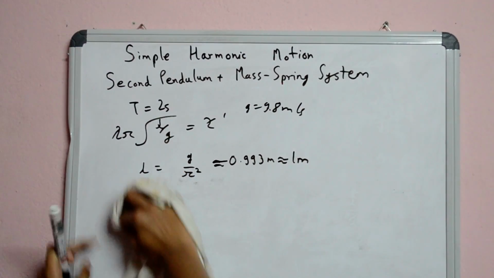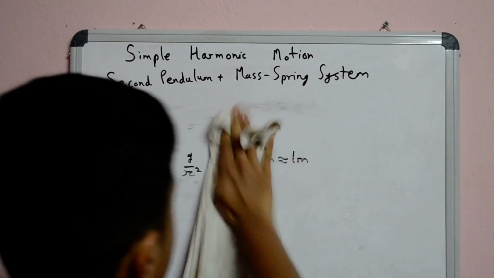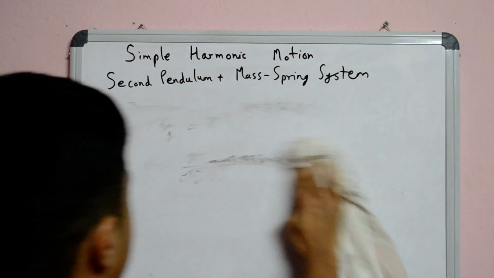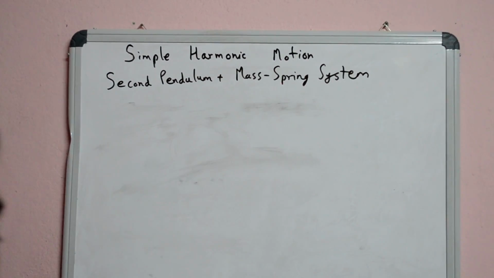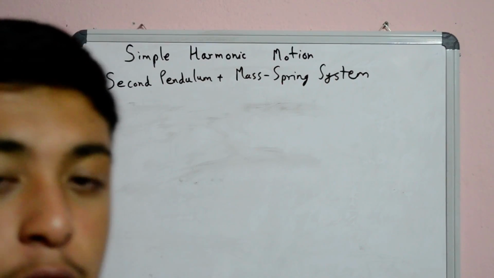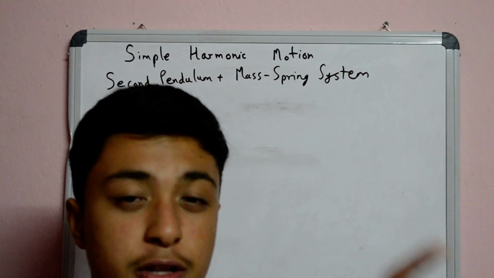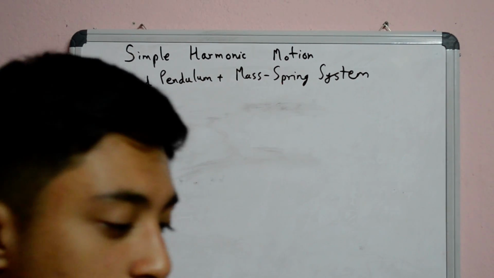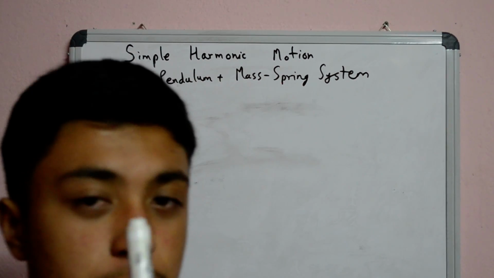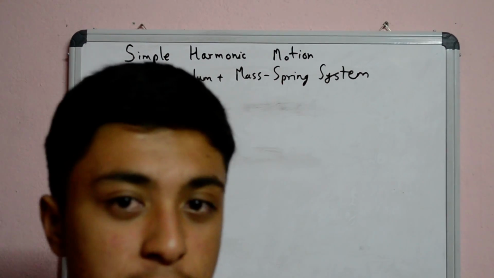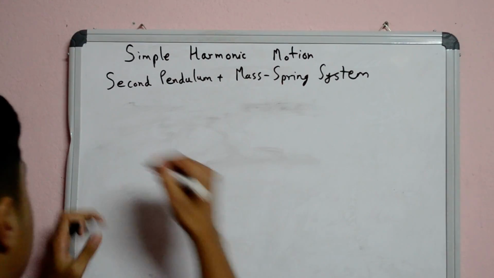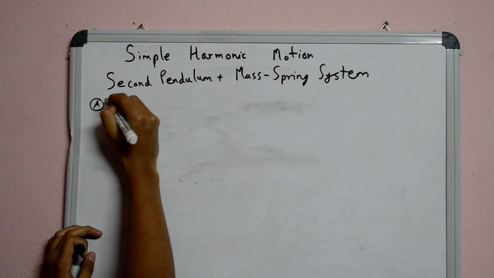So now let's start with the mass spring system. Now there are two types of mass spring system. One is horizontal and the other is vertical. Now the vertical mass spring system, the spring is called the helical spring. So first let's start off with the horizontal one.